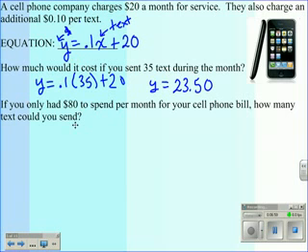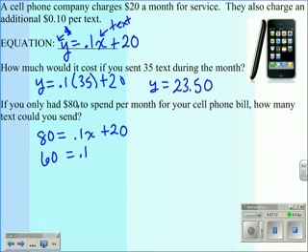Now, let's say we only had $80 to spend per month on our cell phone bill. How many texts could you send? This time our total cost, 80, goes in for y. So 80 equals 0.1x plus 20. Subtract 20 from both sides. 60 equals 0.1x. Divide both sides by 0.1, and x equals 600. Now this sounds a little bit more manageable for some of us 8th graders out there who like our texting. 600 text messages a month for $80.